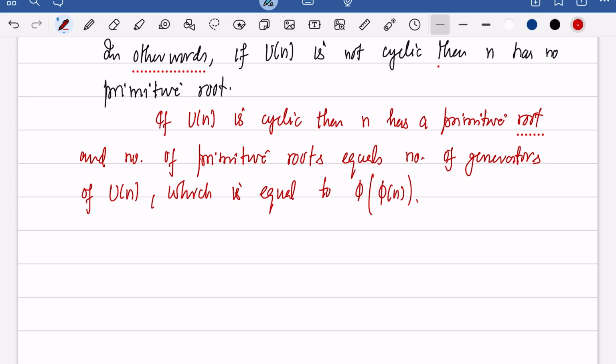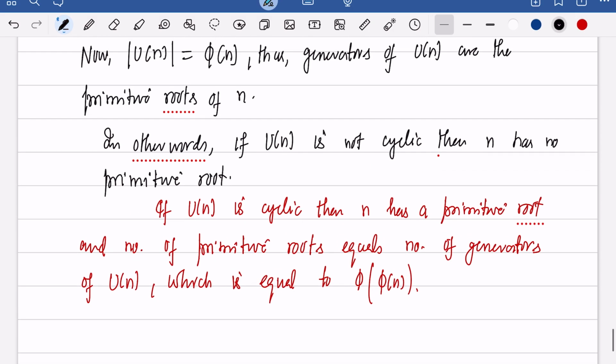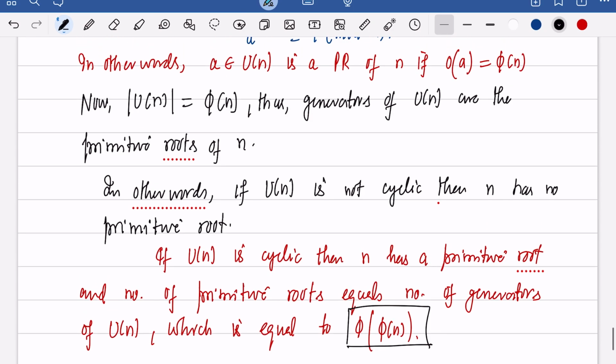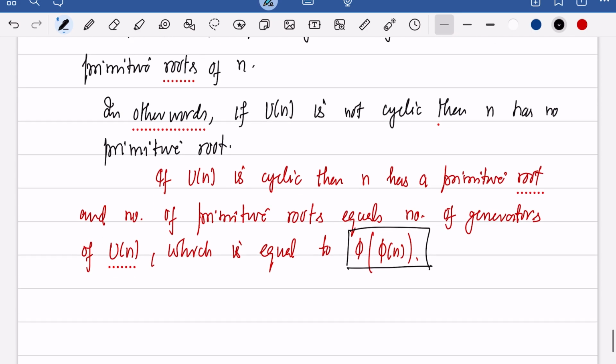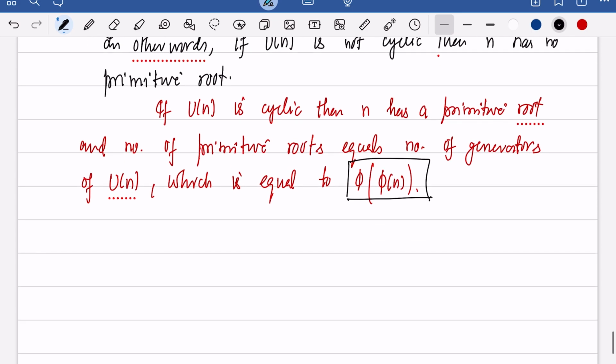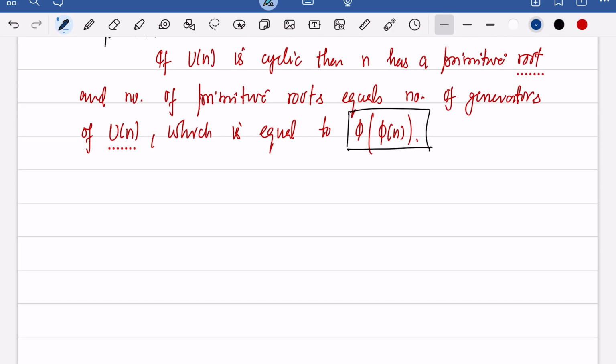So therefore we have a criterion for finding out which positive integers n have a primitive root and which do not. So what are the integers that have primitive roots? They are precisely those integers n for which Un is cyclic. And if Un is not cyclic, then n has no primitive root. And in case Un is cyclic, then it has a primitive root, and the number of primitive roots is equal to phi(phi(n)).